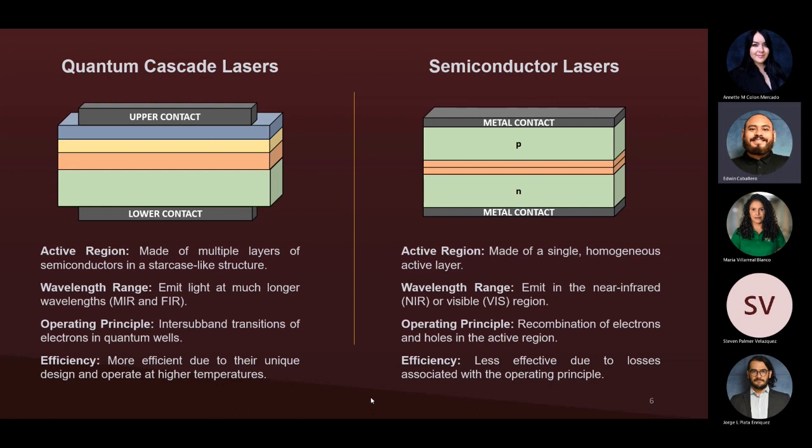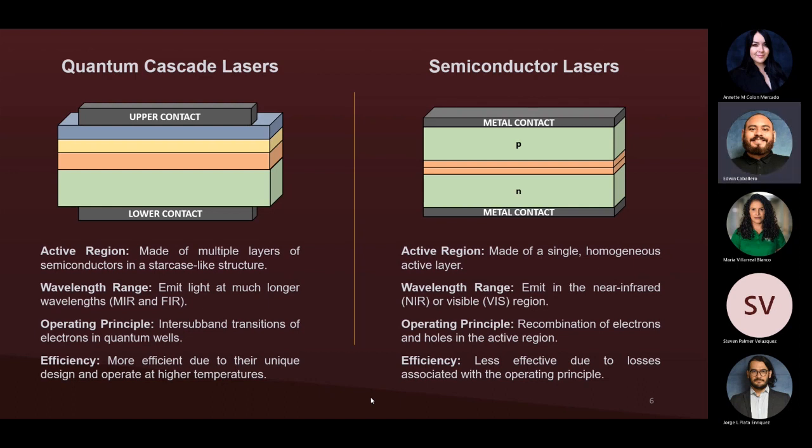However, the phenomenon that the quantum cascade laser uses is called inter-subband transitions, and it's done from the electrons moving from one quantum well to the other. And all that's going to make sense later, no worries. Now, for this specific part, I simply want you to see that both are semiconductors, but they're very different, including their wavelength range.